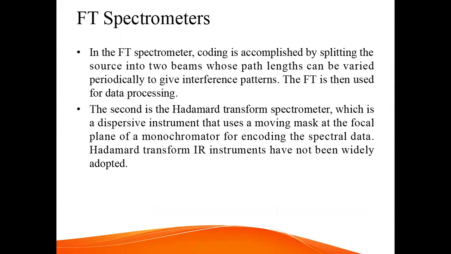FT spectrometers. In FT spectrometers, coding is accomplished by splitting the source into two beams whose path lengths can be varied periodically to give interference patterns. The FT is then used for data processing. The second is the Hadamard transform spectrometer, which is a dispersive instrument that uses a moving mask at the focal plane of the monochromator for encoding the spectral data. Hadamard transform IR instruments have not been widely adopted.